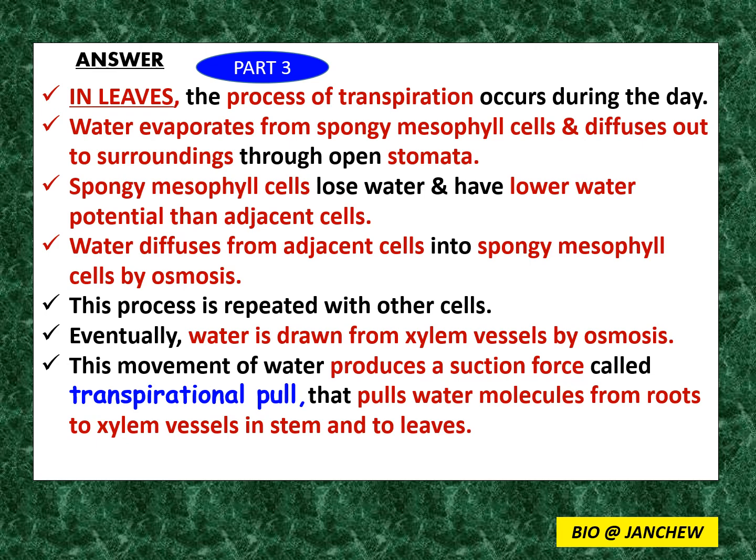And lastly, in the leaves, the process of transpiration occurs during the day. Water evaporates from spongy mesophyll cells and diffuses out of the leaves into the surroundings through the opened stomata. The spongy mesophyll cells thus lose water, and they will have lower water potential than adjacent cells. So water molecules diffuse from the adjacent cells into the first spongy mesophyll cells by osmosis. And this process is repeated with the other cells, and eventually water is drawn from the xylem vessels in the veins of the leaves by osmosis. All right? Water diffuses from xylem vessels into the mesophyll cells by osmosis. So this movement of water produces a force called transpirational pull, which is a suction force that pulls water molecules from roots to xylem vessels in stem and to leaves.